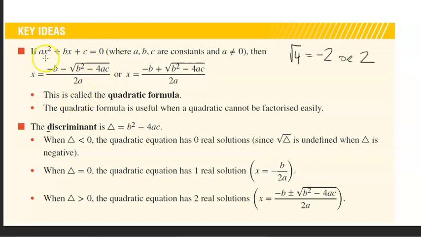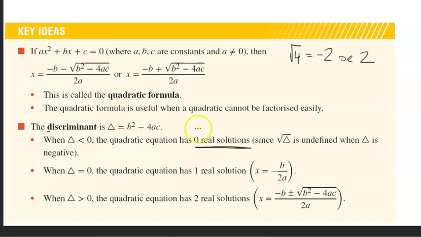So say for instance you get your quadratic formula, you plug in your numbers, and specifically you plug in your b, you square it, and you subtract 4 times a times c. Now when that discriminant is less than 0, the quadratic equation has 0 real solutions. Okay, that has 0 real solutions. There's no way that we can solve for x.